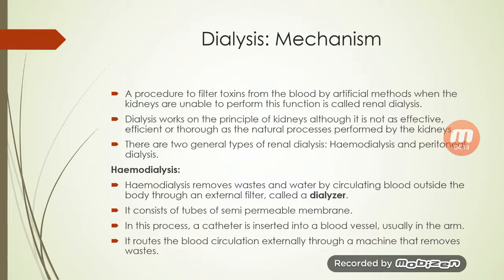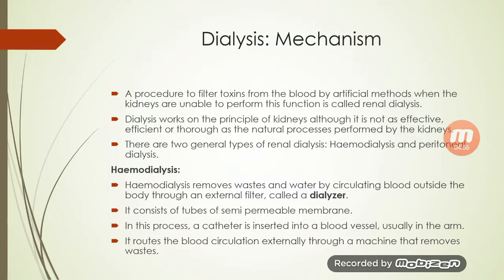Now the treatment of kidney failure or renal failure may be of two kinds. These are called dialysis, in which two different types of dialysis can be done to the patient. It is basically a procedure in which we filter out the toxins formed in the blood by artificial methods when the kidneys are unable to perform the function of removing the extra toxins from the blood.